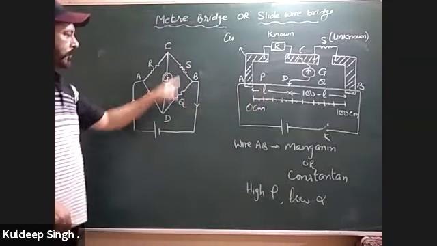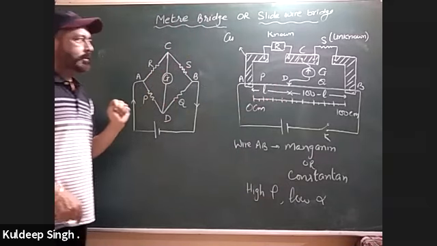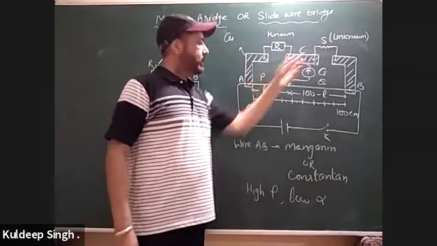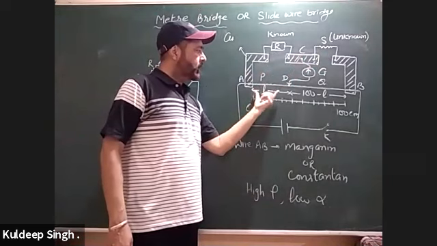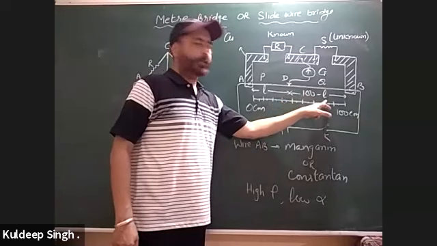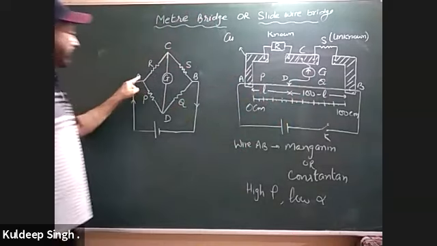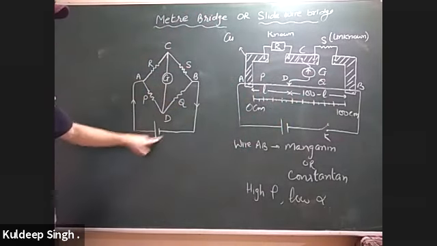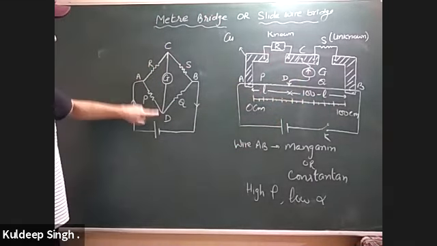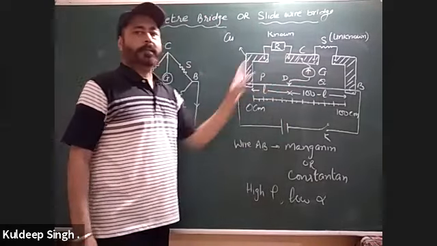As there are the four resistances P, Q, R and S, another one is a galvanometer. Similarly, in this circuit, there are four resistances, one R, S, and this length L is the third resistance P, and the rest of the length 100 minus L is Q. So again, between 2 points A and B, a battery is connected. Similarly, there between A and B, battery is connected. Between C and D, galvanometer is connected, and there between C and D, galvanometer is connected.